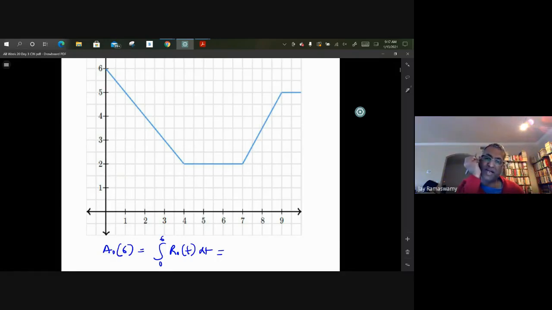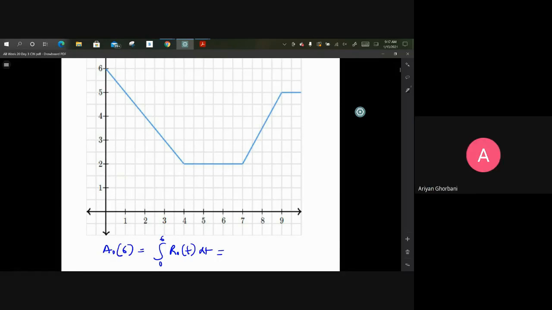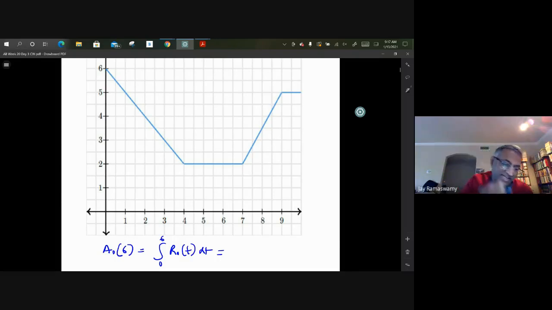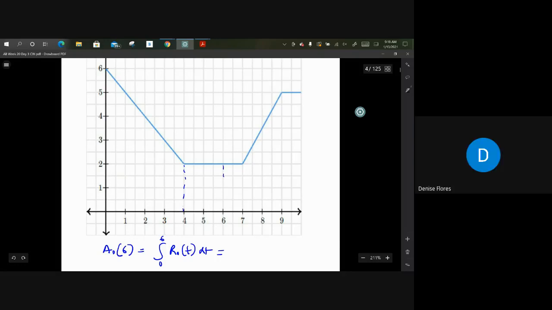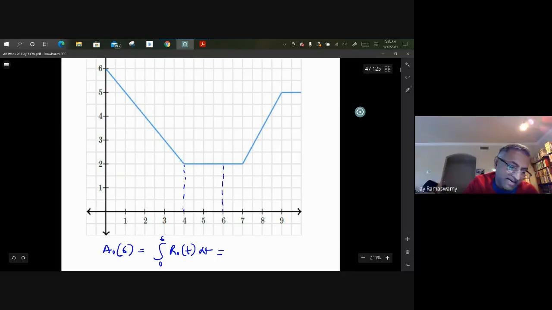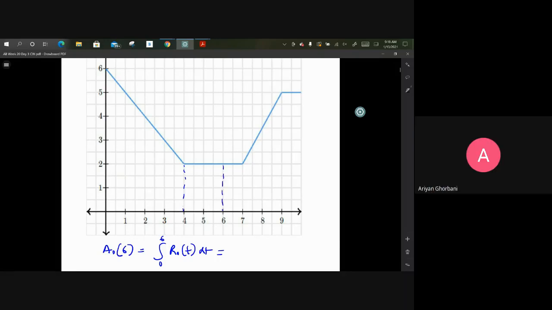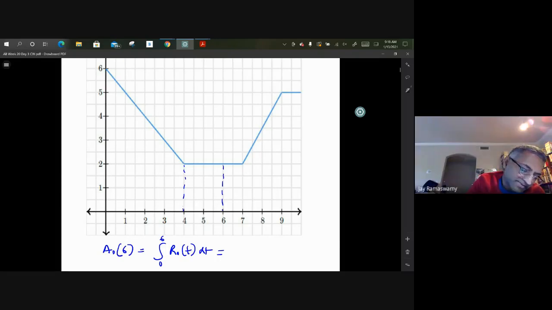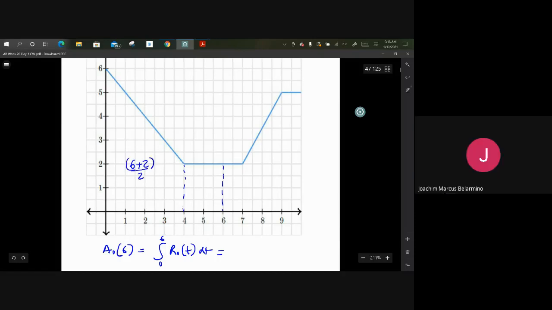Can we move on? You guys got the hang of this? Actually, let's quickly do this. It's at 6. Is that a trapezoid also? Yes. What are the parallel sides? 6 plus 2. So 6 plus 2, write this down, 6 plus 2 over 2. What's the distance between the parallel sides? 4.